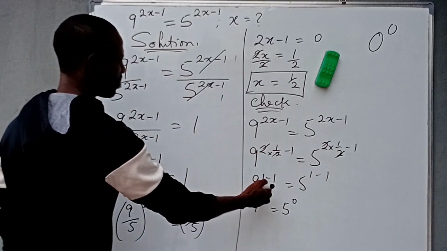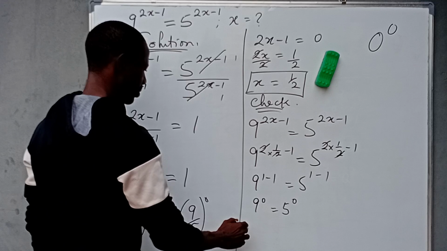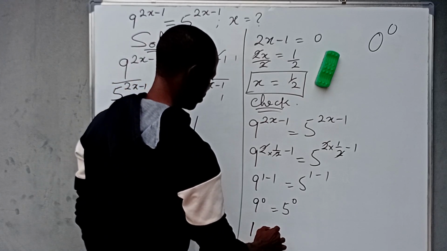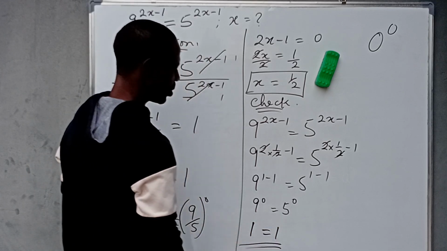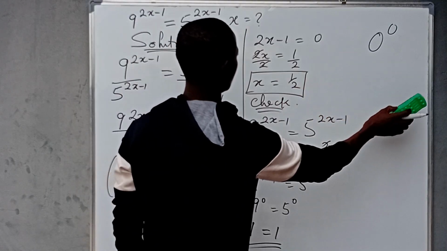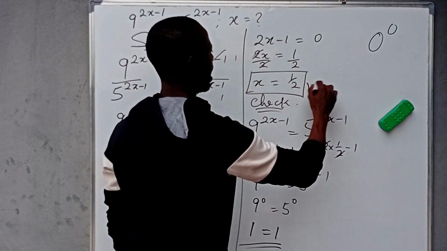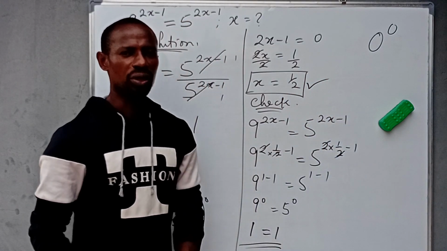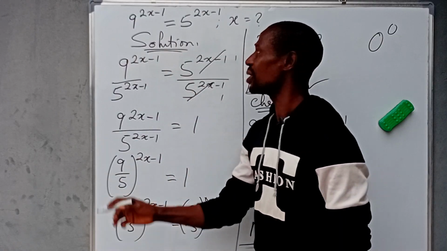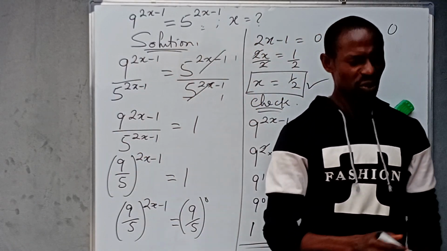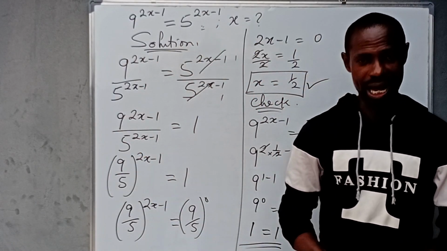All right, so 9 to the power of 0 is what? 1. So we have here this to be 1 and here we have this to be 1. So we are having 1 equal to 1. So what does that imply? It means that our x equal to 1 over 2 actually satisfies the original equation here. All right, so when you have a math problem of this kind, this is how you solve it.